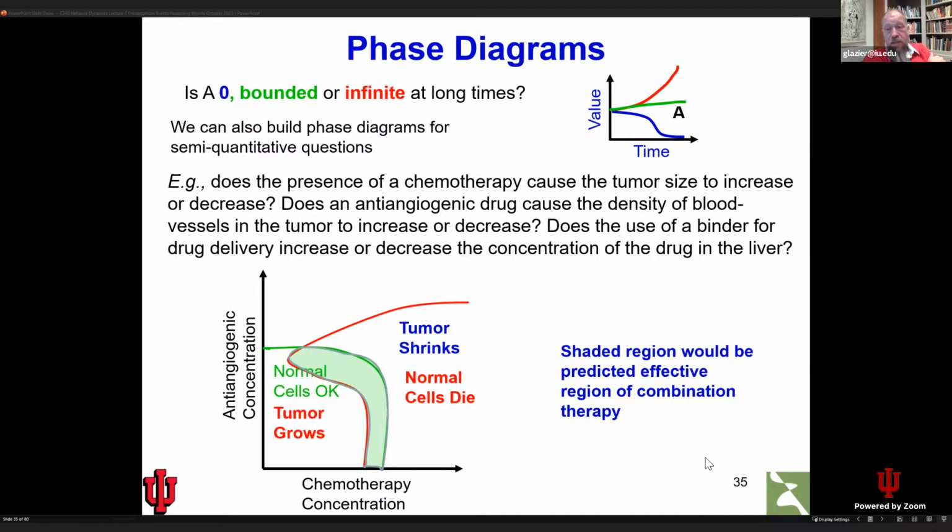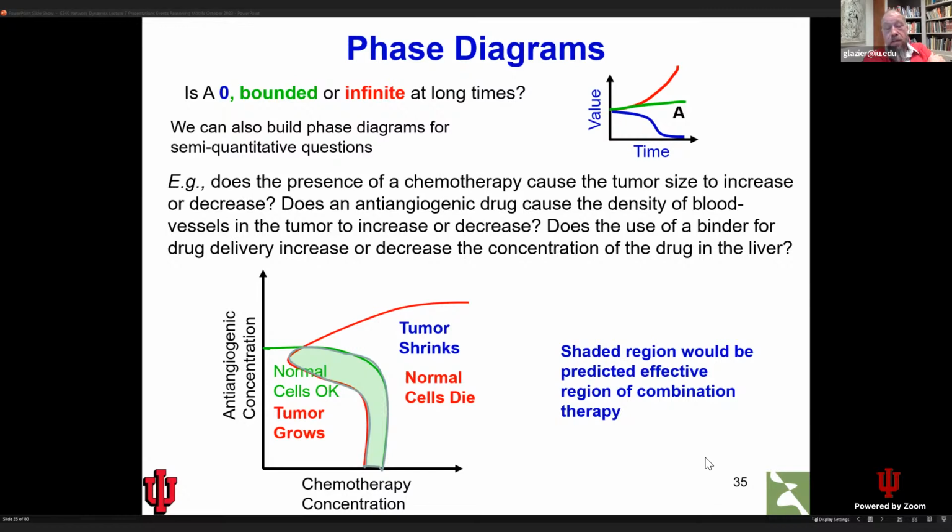If anything where the tumor shrinks, I kill all my normal cells. Then there would be no way of getting a therapy out of this combination of medications. So these semi-quantitative questions can be pretty important. They can determine whether a therapy works or not.